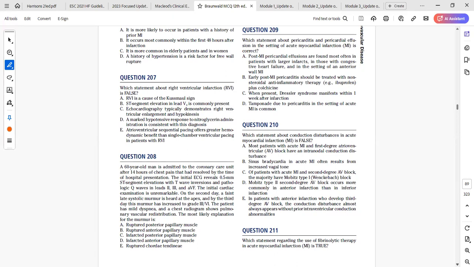I know of 2 weeks to 6 weeks and not 1 week after infarction. D, tamponade due to pericarditis in the setting of acute MI is common. This statement is also false. It is not common. It can occur, but it is not a common thing. So I'm left with option A. Post-myocardial infarction pericardial effusions are found most often in patients with larger infarcts, in those with congestive heart failure, and in the setting of an anterior wall myocardial infarction. And this would be the answer to question 209.